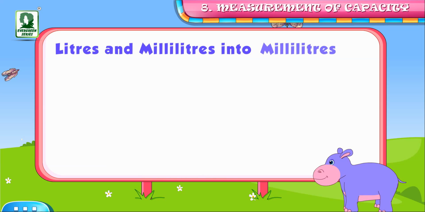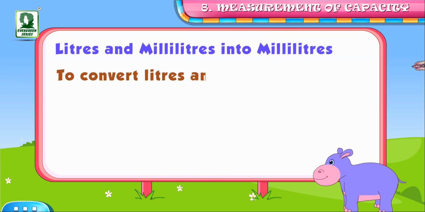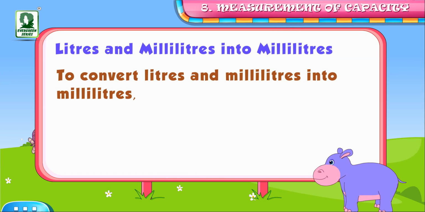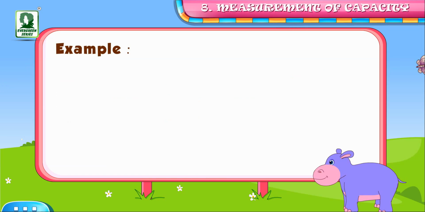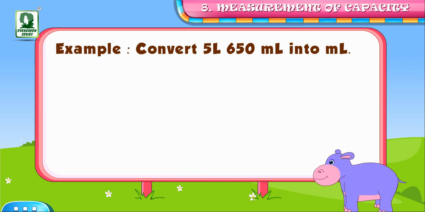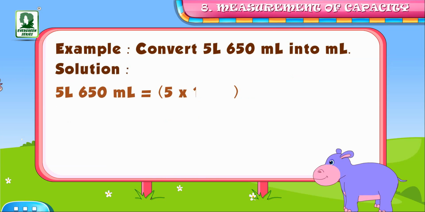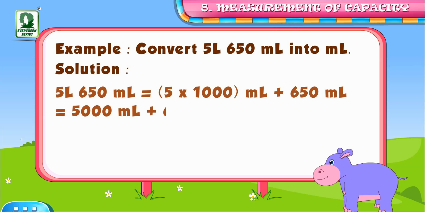Liters and milliliters into milliliters. To convert liters and milliliters into milliliters, multiply liters by 1000 and add to milliliters. Example: convert 5 liters 650 milliliters into milliliters. Solution: 5 liters 650 milliliters is equal to (5 multiplied by 1000) milliliters plus 650 milliliters, which is equal to 5000 milliliters plus 650 milliliters, which is equal to 5650 milliliters.